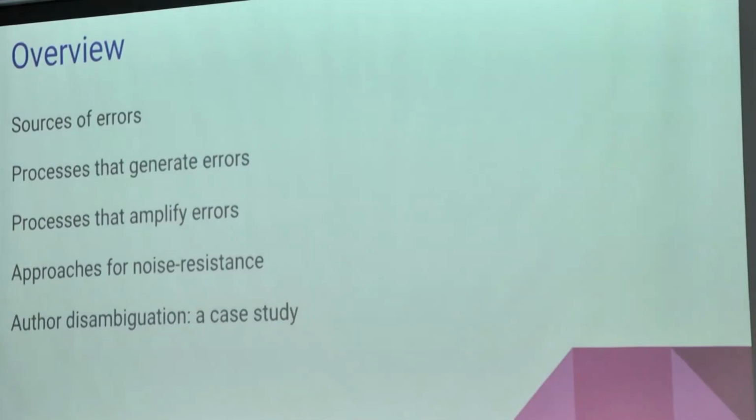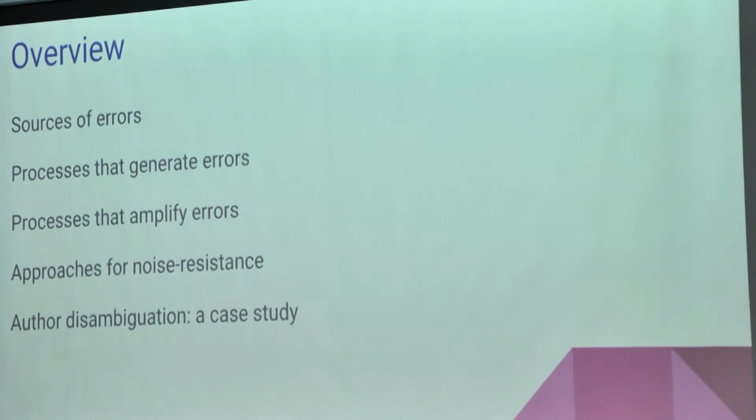So this will give you a quick overview of where I'm going. I will go over some of the common sources of errors that a scholarly search service has to deal with. There are processes in the scholarly communication ecosystem that amplify errors, and I will present some examples. Next, I will talk about some effective approaches for dealing with these errors. How do you actually build a usable service in the presence of a large level of errors?